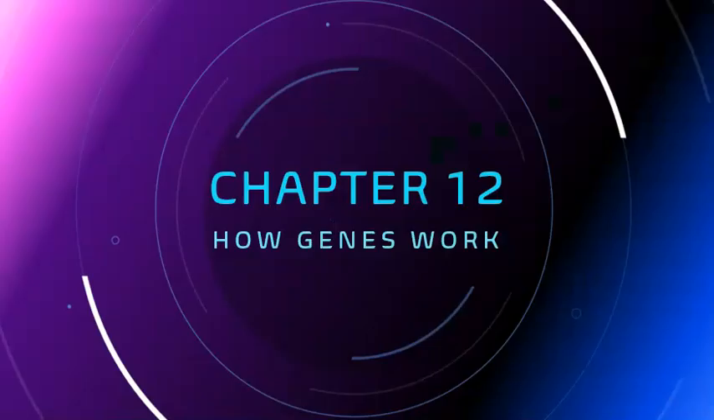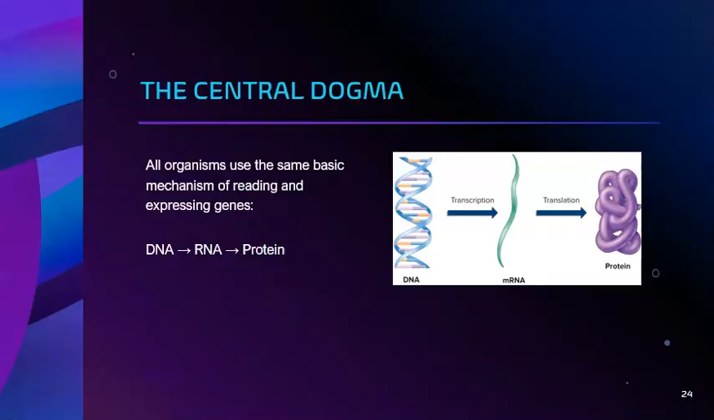In chapter 12, we talked about how genes work. The central dogma that we talked about is that all organisms use the same basic mechanism of reading and expressing genes. And that is that we have DNA, which we need to turn into RNA so that we can make our proteins. That is the central dogma, and all organisms are using the same base mechanism.